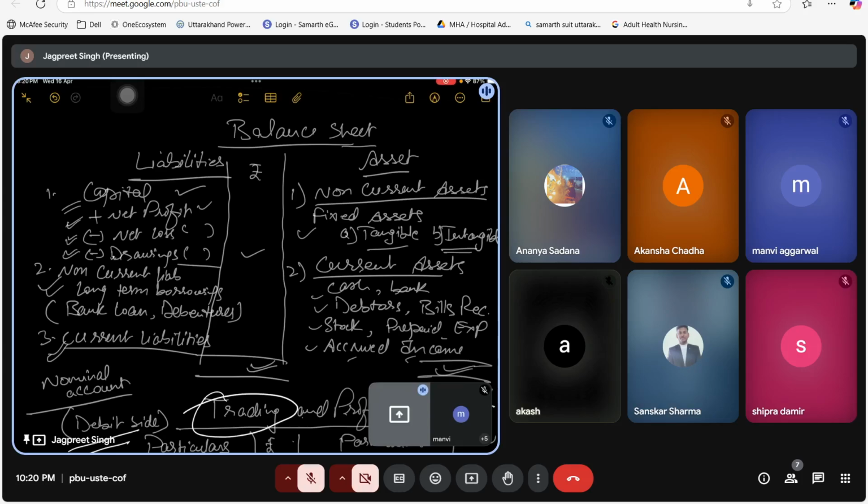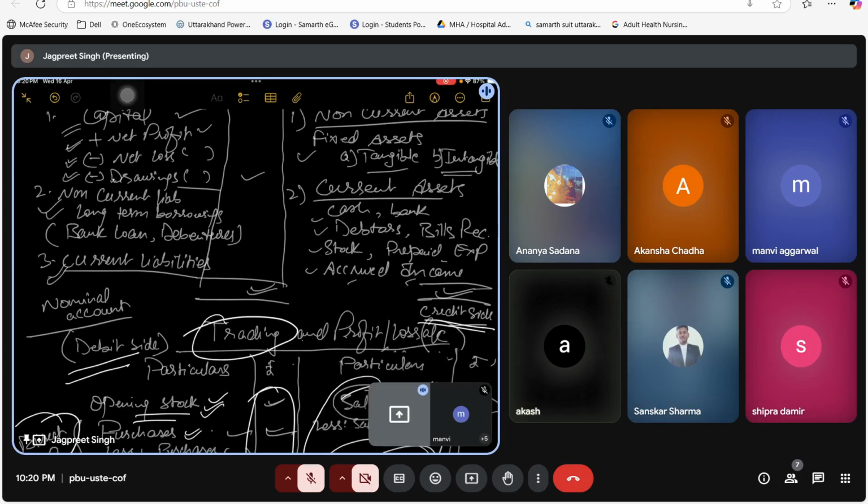So the final thing about this balance sheet is that there is no balancing figure here. The left hand side and the right hand side should be equal automatically. I will not calculate any balancing amount in the same way like I was calculating a balancing amount in the trading and profit and loss account. But in this balance sheet, there is no balancing figure. It equates automatically.